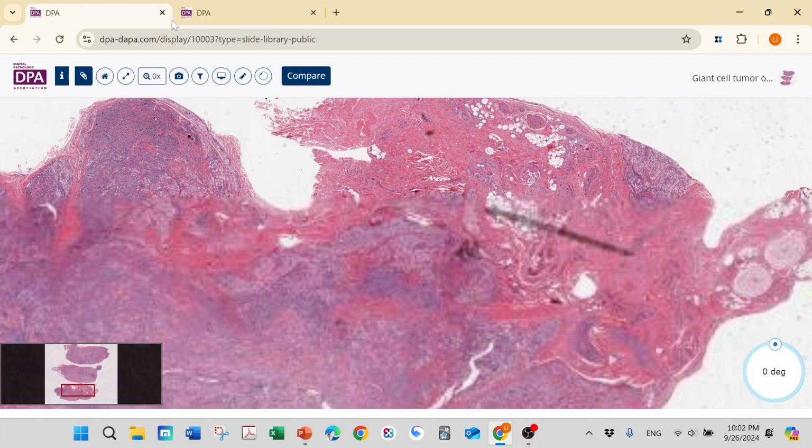Let's move to another entity. Aneurysmal bone cyst.